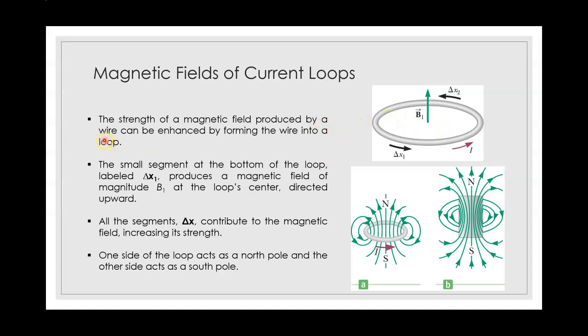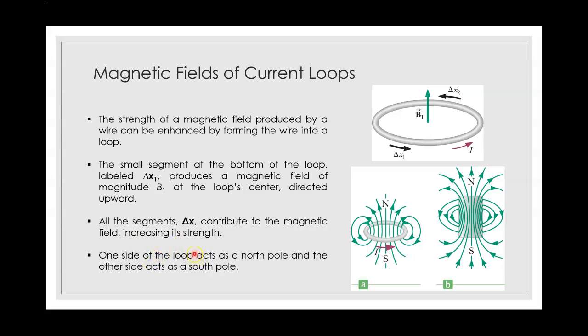The strength of magnetic field produced by a wire can be enhanced by forming the wire into a loop. Yang saya kata tadi lah. The small segment at the bottom of the loop labeled delta X1 produces a magnetic field of magnitude B1 at the loop center directed upward. Ini sebagai contoh. All the segments delta X contribute to the magnetic field, increasing the strength.